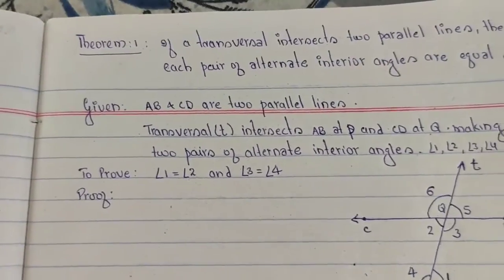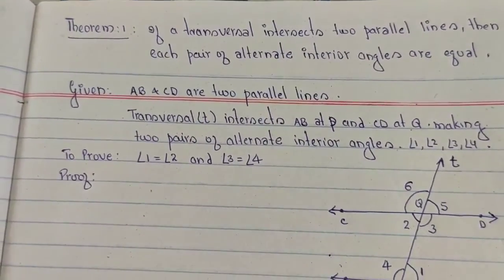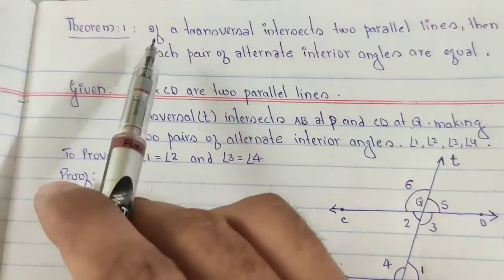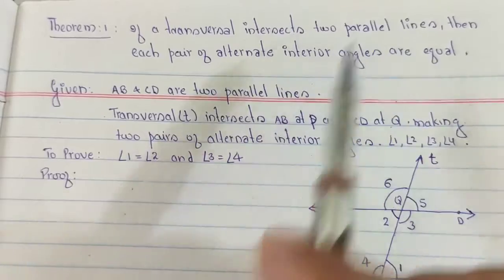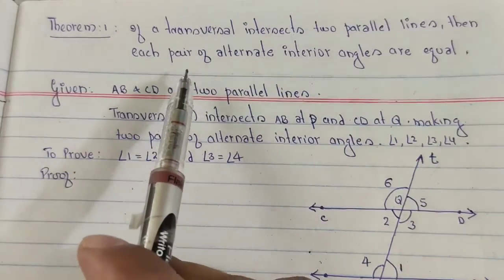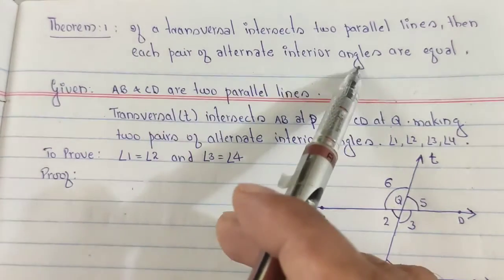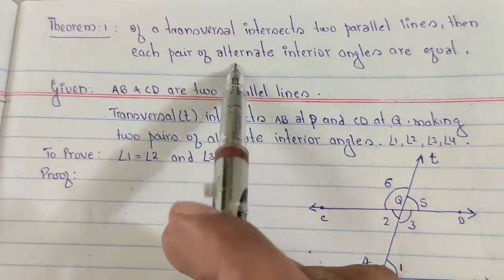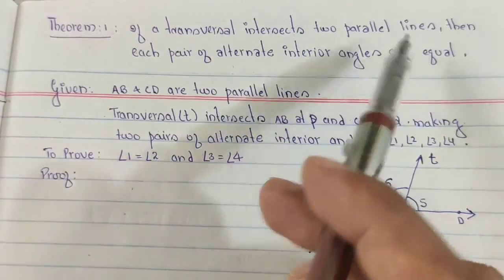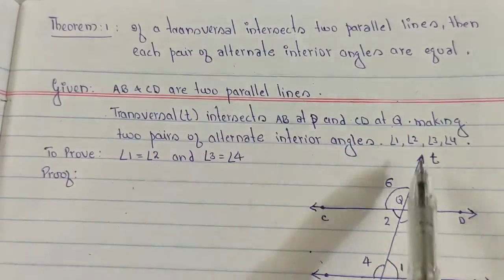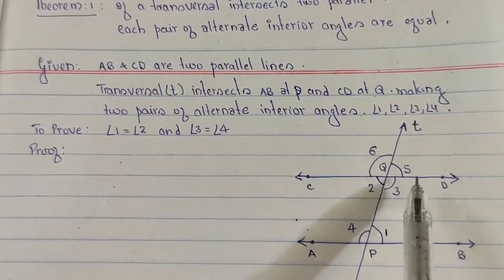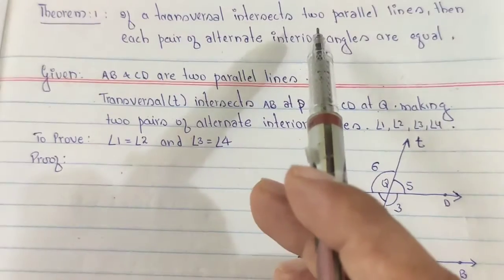Suppose here this is theorem 1. It says that if a transversal intersects two parallel lines, then each pair of alternate interior angles, that we have seen what is alternate interior angles, are equal. So here given AB and CD are two parallel lines, because it is given in the question.